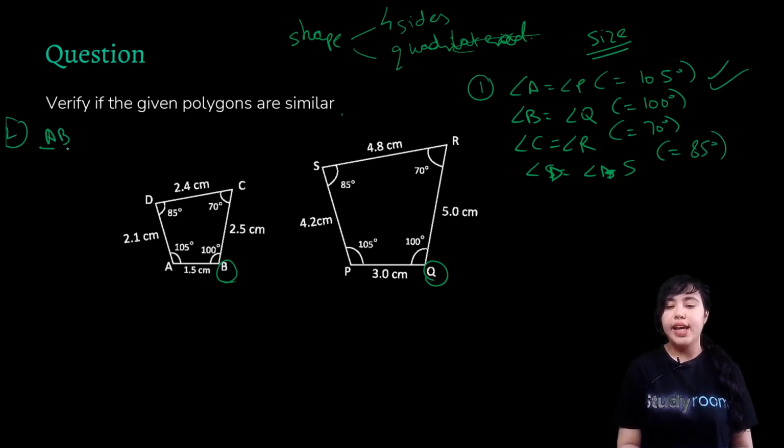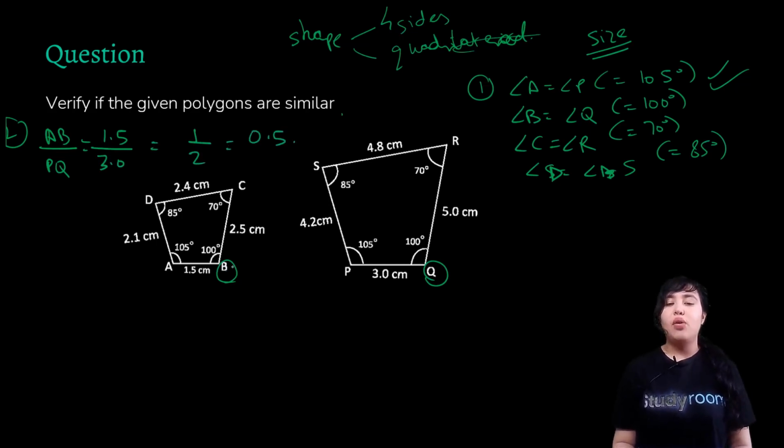Find out AB upon PQ. You take the ratio of the first two corresponding sides. AB is 1.5 centimeters and PQ is 3.0 centimeters. So this turns out to be 1 by 2, or 0.5. Now I would like you to find BC and divide it by its corresponding side, which is QR. That will be 2.5 upon 5. It will also be 1 upon 2.